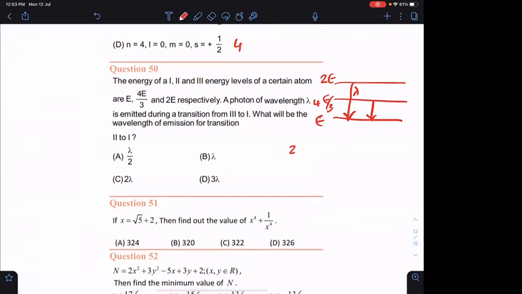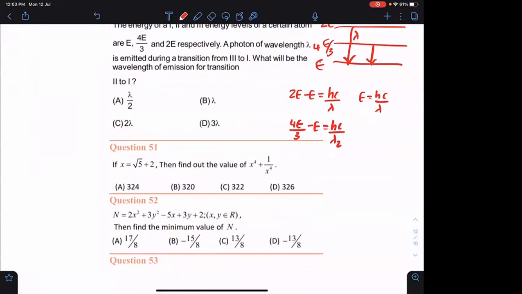Can I say 2E minus E is equal to hc upon lambda, and so E is equal to hc upon lambda. So 4E by 3 minus E will be hc upon lambda 2. Agreed? Which is how much? E by 3 is equal to hc upon lambda 2. Substituting the value of E as hc upon lambda, lambda 2 is equal to 3 lambda.